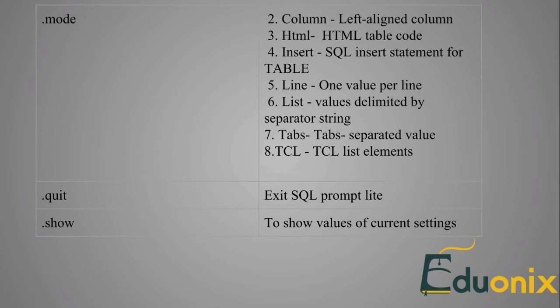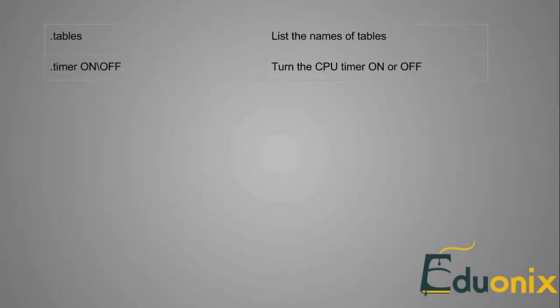Then there is a .quit command which helps the system exit from the particular SQLite 3 system. And then there is a .show command. All these settings that you will be enabling, we can see in a summary, so we can use the .show command. Along with that, there is .tables that is used to see all the tables that are available under one particular database.